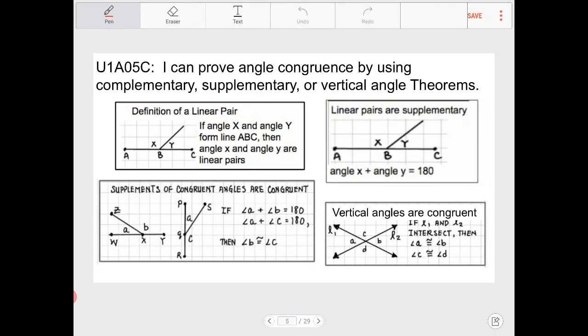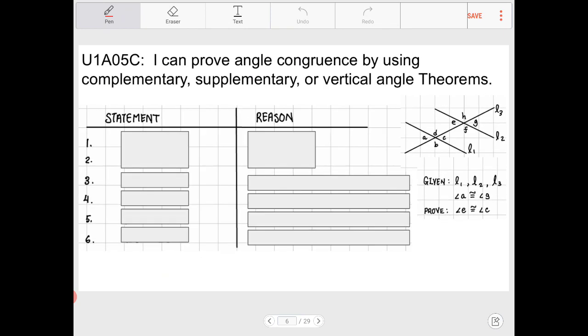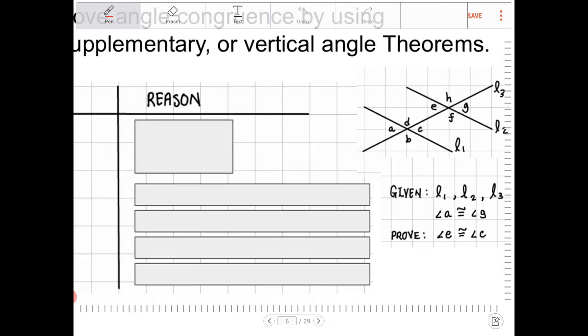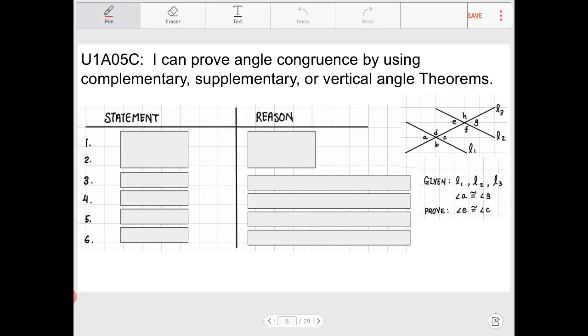All right, so enough about the tools that we're going to be using. Let's actually go through and apply some of these concepts. So take a moment and draw the diagram for yourself. Let's write down the givens and place the givens inside of a 2-column proof like I have here. And once you've done that, then press play one more time.